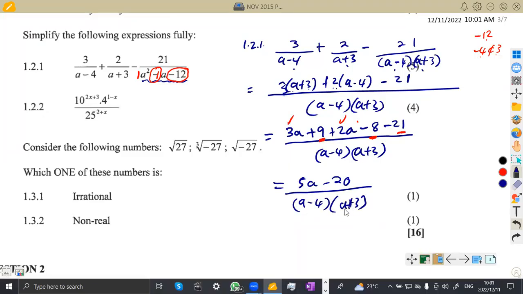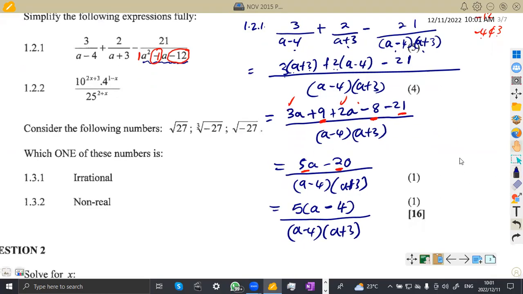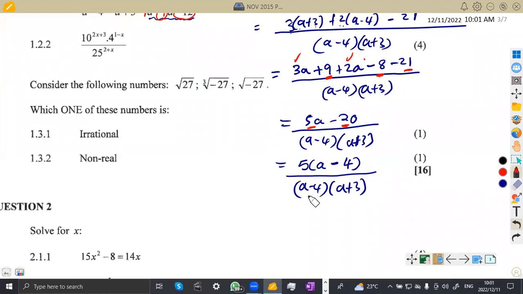But if we are to check, there's something happening in the numerator there. We've got a 5, which is common. This is 5a minus 25. It's a factor of 20, so we can factor out 5. If we factor out 5, 5a divided by 5, that's a, minus 20 divided by 5, that's a minus 4. Okay, everything over a minus 4 into a plus 3. So there's something happening again here, which is the common bracket of a minus 4 and a minus 4. So these two can cancel. So therefore, our answer is going to be 5 over a plus 3.